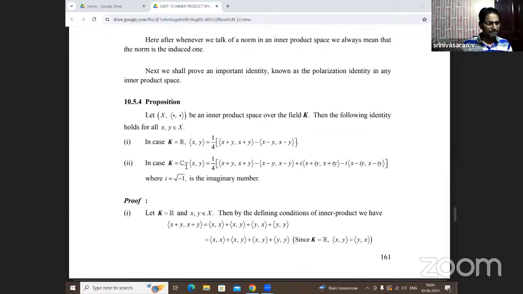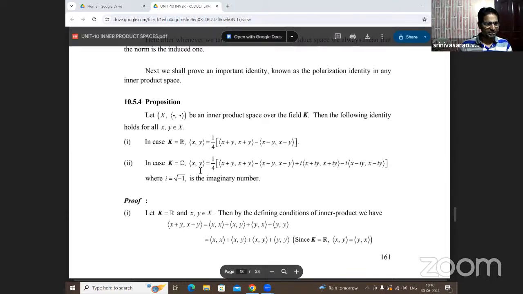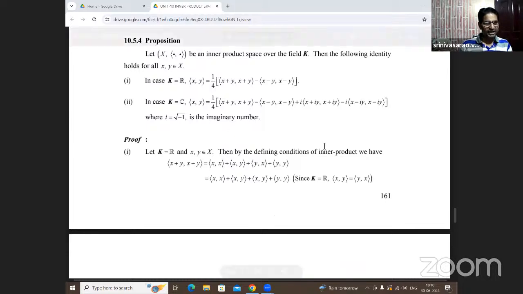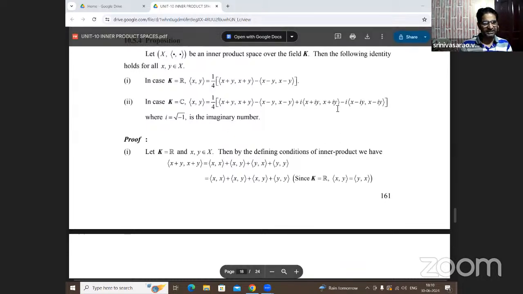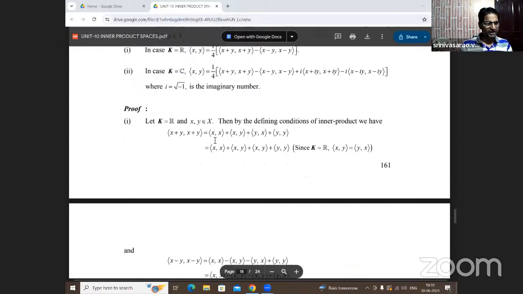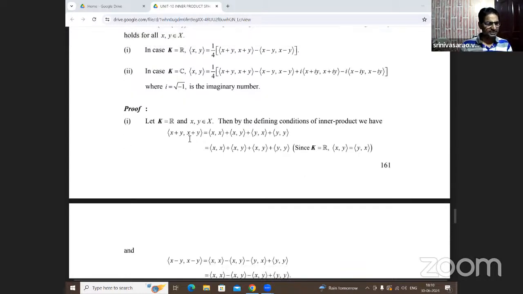Under the field of complex numbers, the inner product of x and y equals the inner product of x plus y and x plus y, minus the inner product of x minus y and x minus y. Complex numbers means imaginary values are also given in this identity: plus i times the inner product of x plus iy and x plus iy, minus i times the inner product of x minus iy and x minus iy.